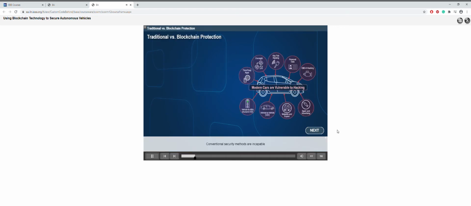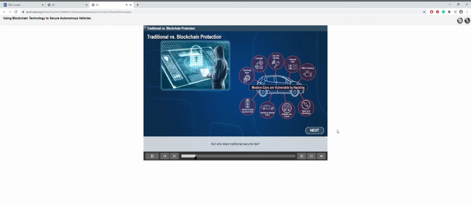Conventional security methods are incapable of providing secure communication for autonomous vehicles. The graph on the right shows in how many ways modern cars are vulnerable to hacking. But why does traditional security fail? First, traditional protection is based on a centralized architecture that does not apply itself to the required decentralized vehicular reality. For example, it does not offer peer-to-peer communication. Second, it requires a lot of resources in order to offer adequate protection. Such resources are encryption and decryption-enabled hardware.